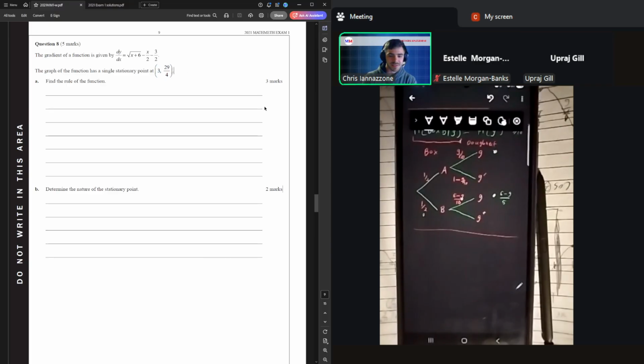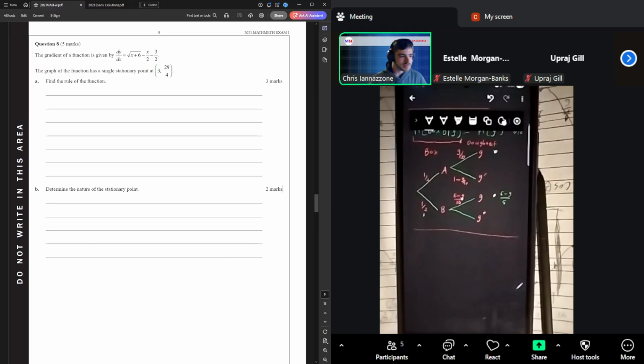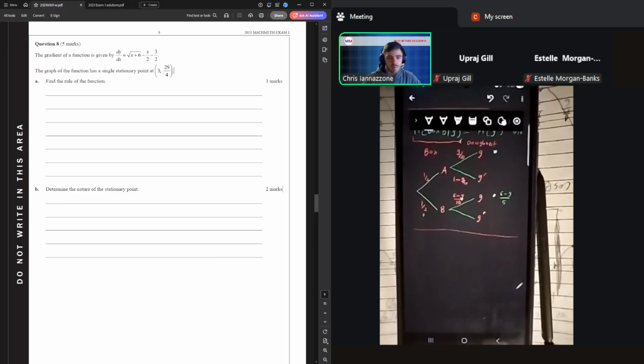Correct. The fact that it's a stationary point doesn't actually matter. It's more the fact that it's a point that exists on the function. At least for now, it doesn't matter that it's a stationary point. It's just some way for us to substitute in x and y so we can then solve for c. Nice.